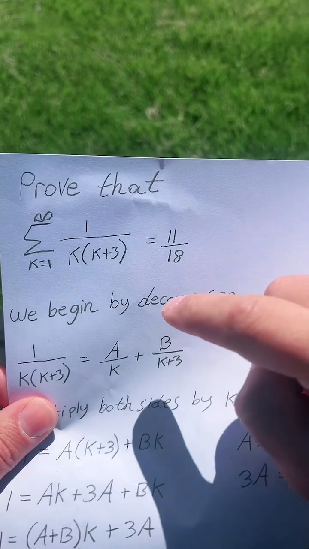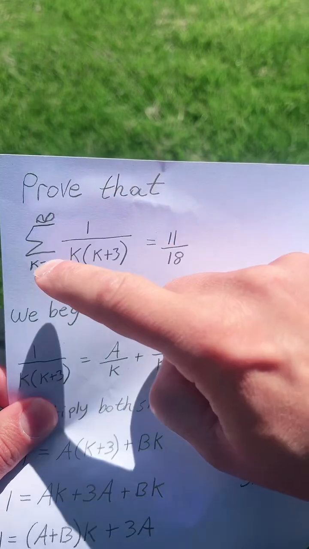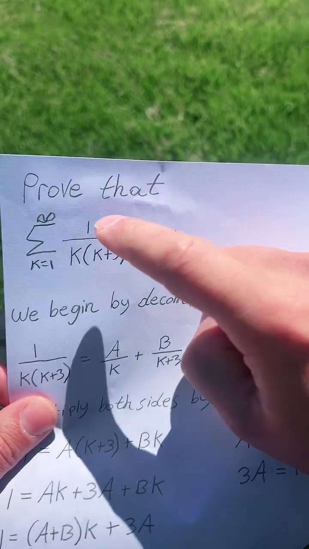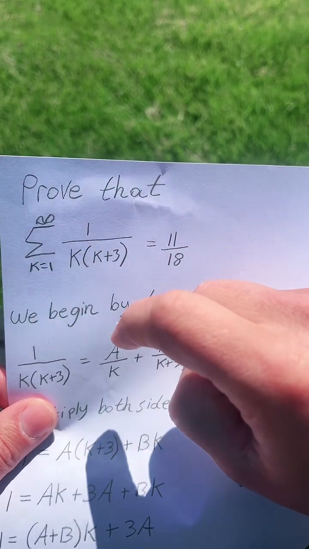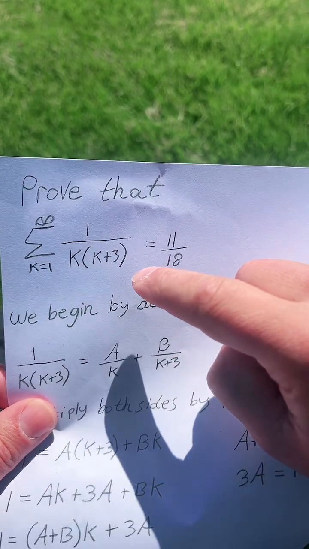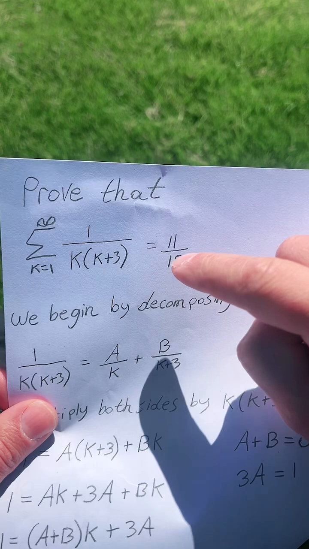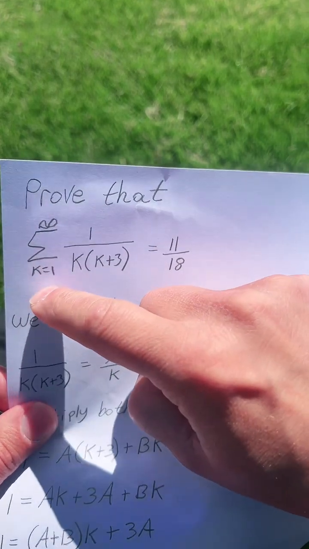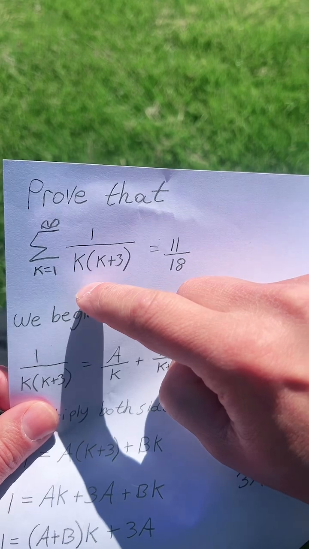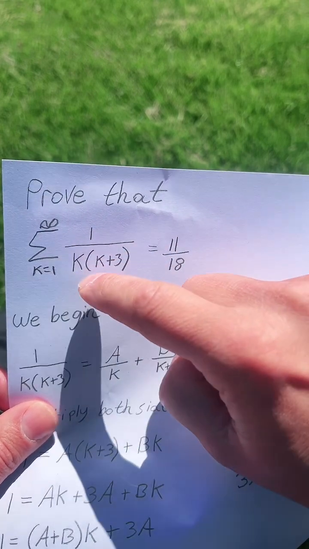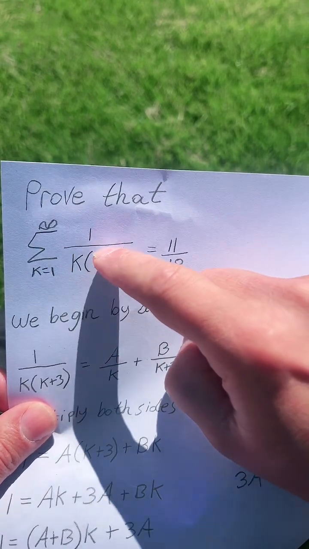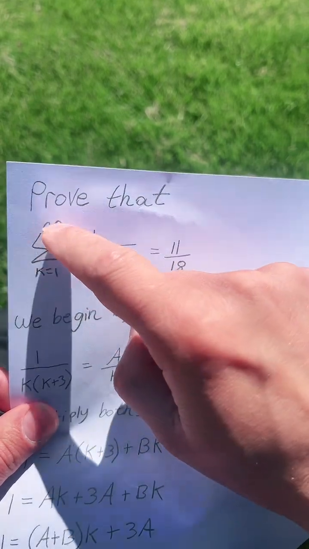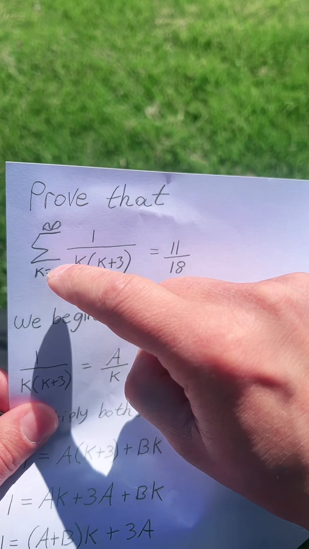So here we are asked to prove that the sum of k going from 1 all the way to infinity of 1 over k times the quantity k plus 3 is going to be equal to exactly 11/18. So what this means is we start with k being equal to 1. If k is 1, what do we have? We have 1 over 1 times 1 plus 3. That's 1 over 1 times 4. So we have 1/4.